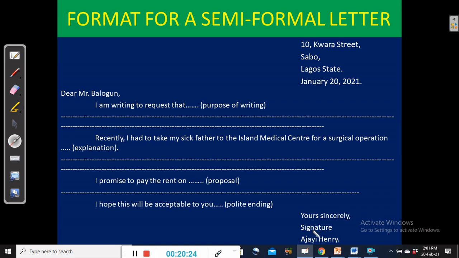So once you decide to append your signature here, the next thing will be your name, and you have to write your full name, because this is an aspect of the formal letter that the semi-formal letter has. In an informal letter, you simply write your first name and put a full stop. For a semi-formal letter, you write your full name beginning with your surname preferably. All right, so that is the way it is.